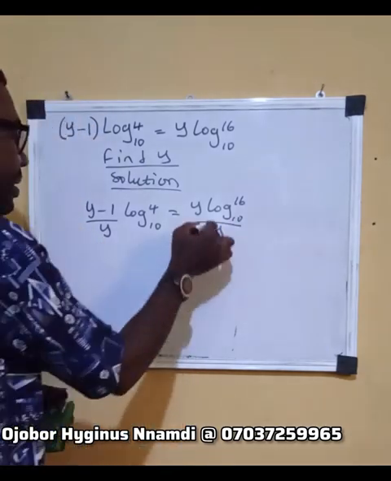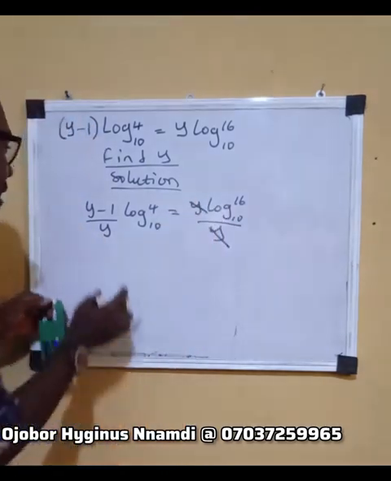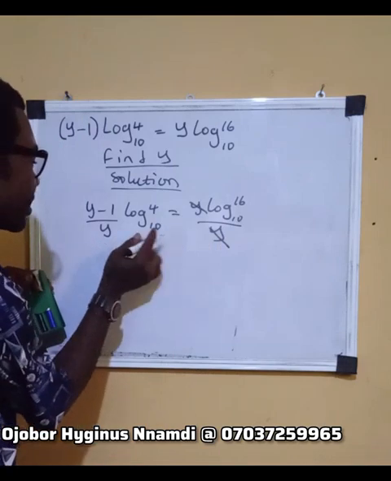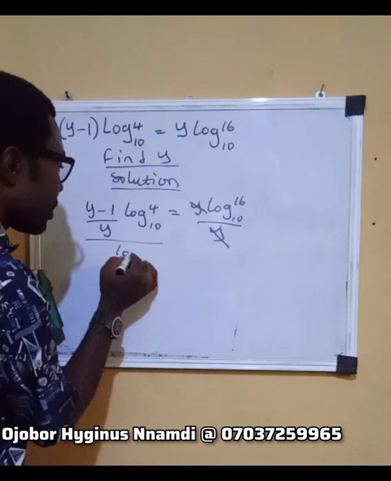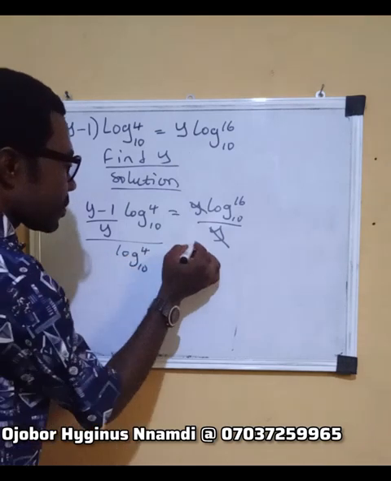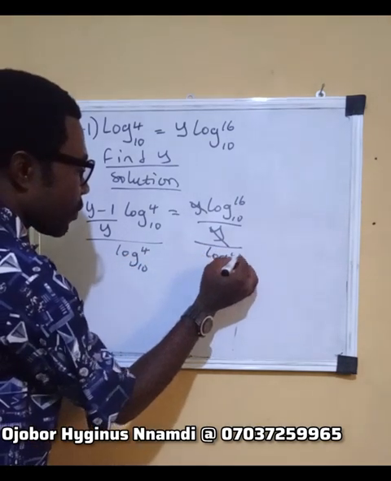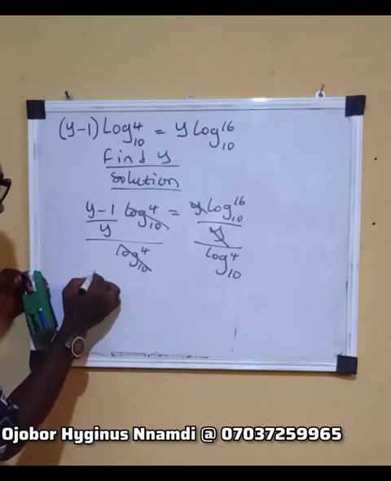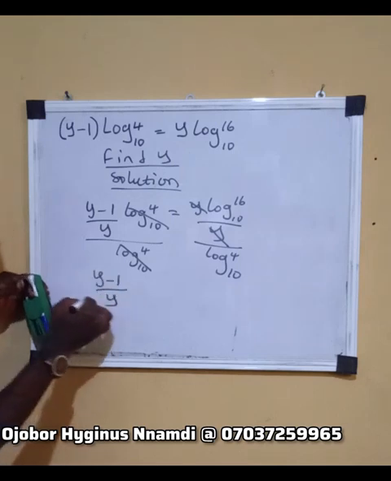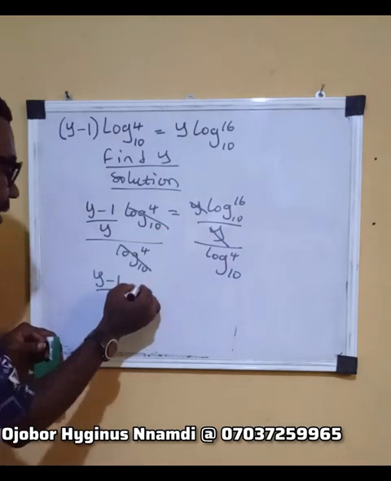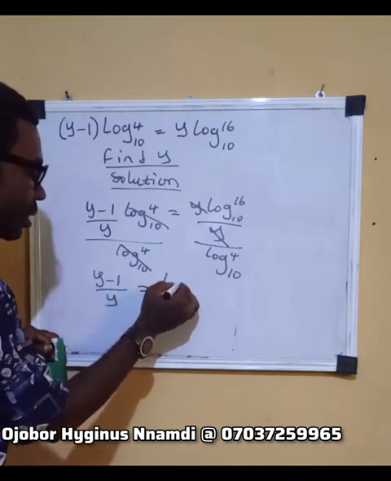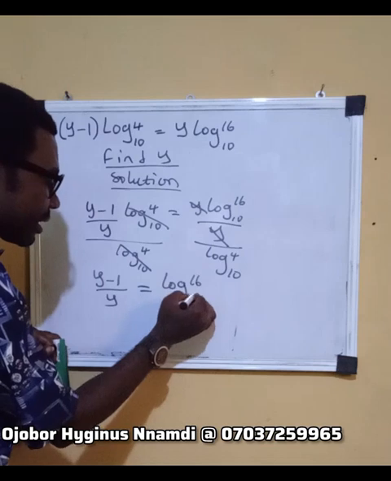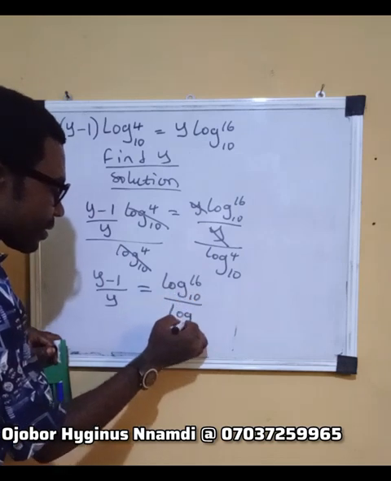So I divided both sides by y so that this y will strike this y, and this is what we'll have. You can also divide both sides again by log 4 base 10 so that this will cancel this. And what we now have here is y minus 1 over y. You can see that at the right hand side we have log 16 base 10 divided by log 4 base 10.